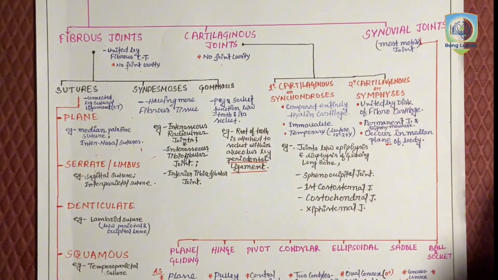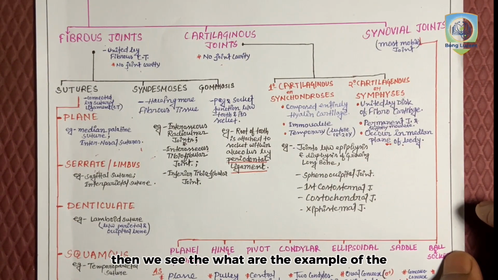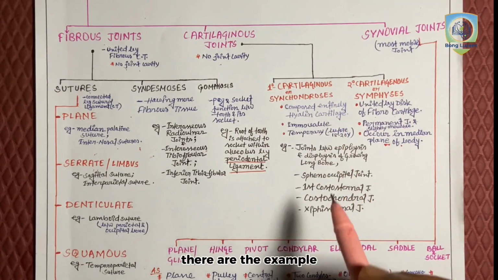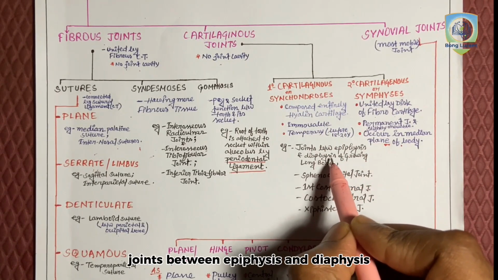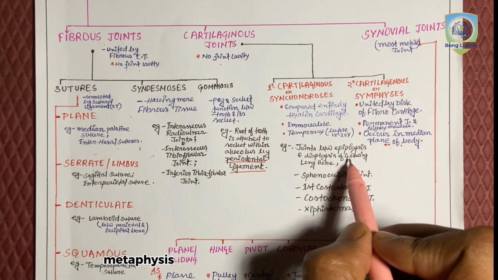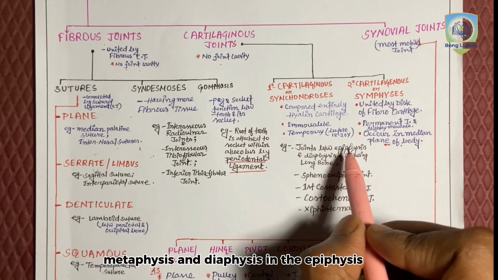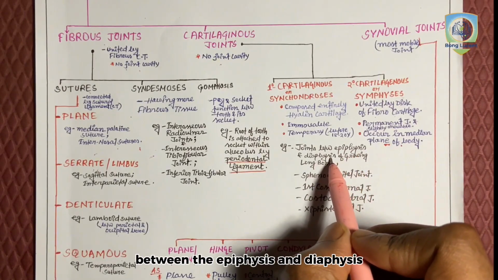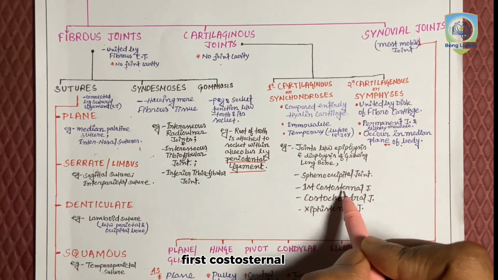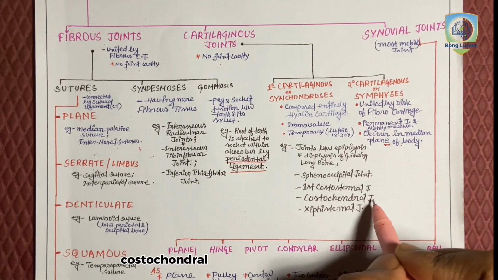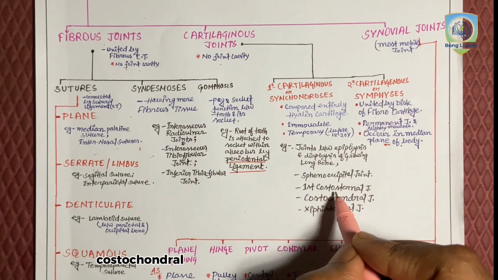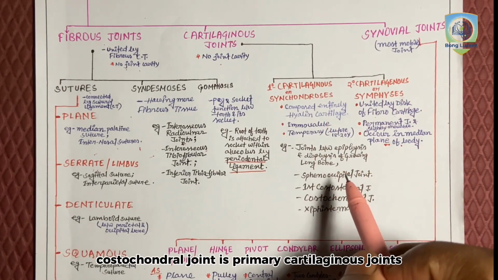Okay, then we see the examples of primary cartilaginous and secondary cartilaginous joints. In primary cartilaginous joints, or synchondrosis, an example is the joint between epiphysis and diaphysis of a growing long bone. We know a growing long bone has parts: epiphysis, metaphysis and diaphysis. The joint between the epiphysis and diaphysis is an example of a primary cartilaginous joint. Other examples are the spheno-occipital joint, first costosternal joint, costochondral joint and xiphisternal joint. You should remember that the first costosternal joint is a primary cartilaginous joint.